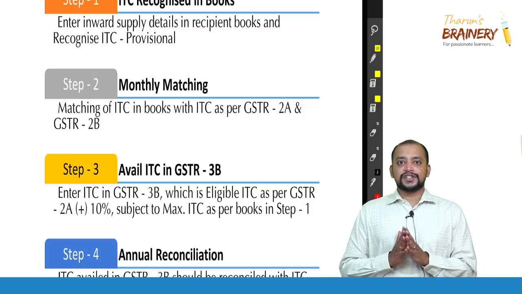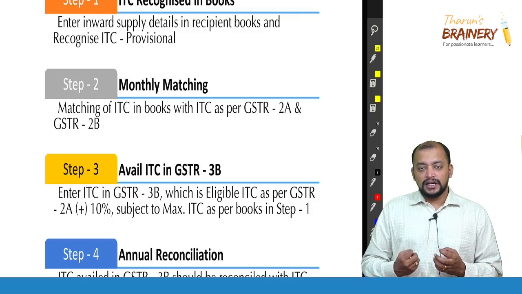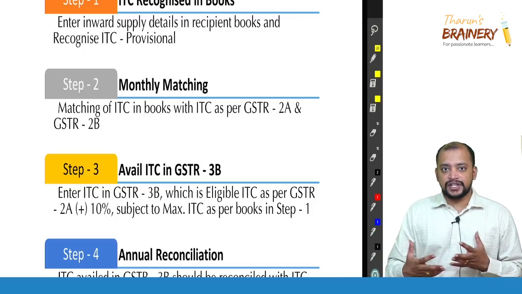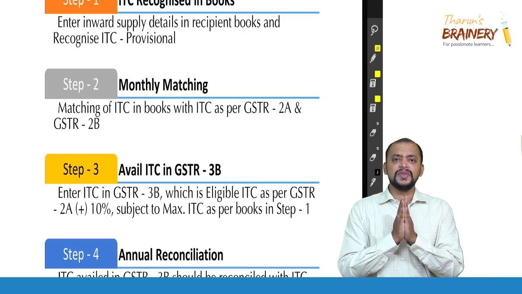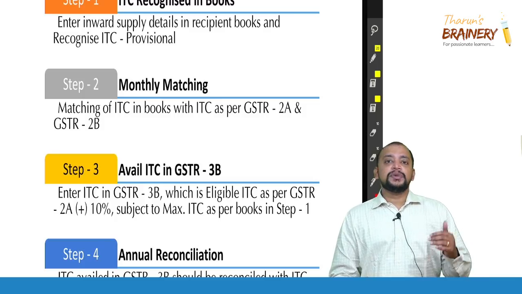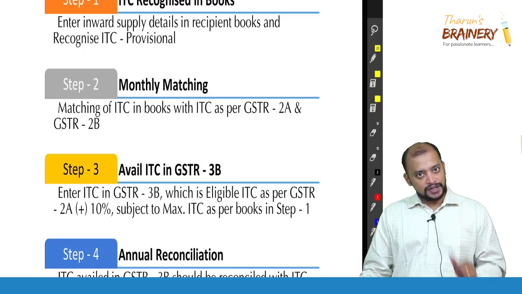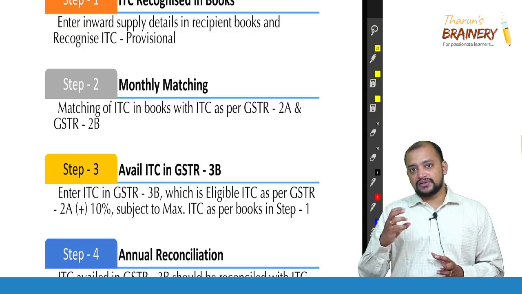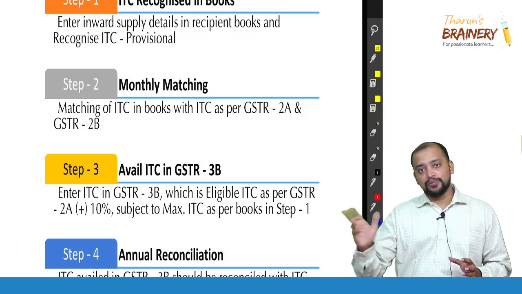First of all, we need to understand how the credit will be availed in the books as well as in the ledger, and what is provisional ITC, what is final ITC, all those things we are going to discuss first. There are some steps involved in availing the credit. Step number 1, first we will be recognizing the purchases in our books. Input tax credit will be recognized in our books. Whatever the purchases are, that will be recognized by passing an entry, so that is ITC as per books.